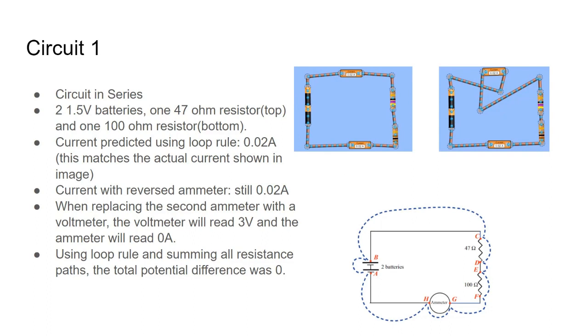And not shown in this picture, but when you replace one of the ammeters with a voltmeter, the voltmeter will read 3 volts and the ammeter will read 0 amps because the connection is broken. The voltmeter still reads voltage due to the battery.